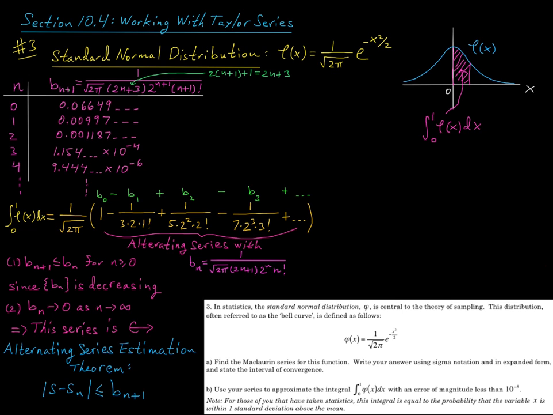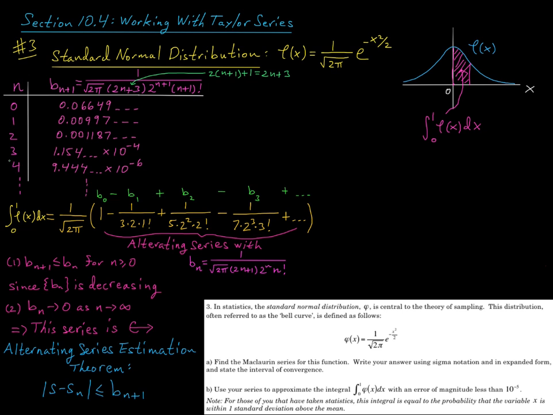Now for b sub n plus 1, I have 1 over the root of 2 pi, and now I want to replace n with n plus 1 in this expression for b sub n. So when I replace n with n plus 1 here, I have 2 times n plus 1 plus 1. That's 2n plus 3. So that goes in right there. Then I have a 2 to the n plus 1 here. And then I have an n plus 1 factorial. All right, so now for these values of n, I'm getting these values for b sub n plus 1.